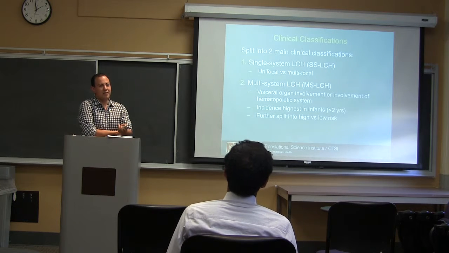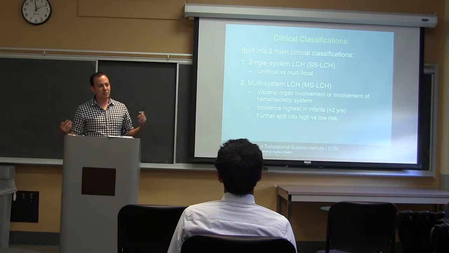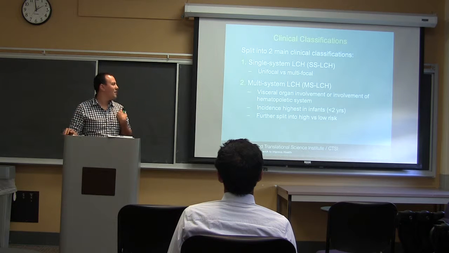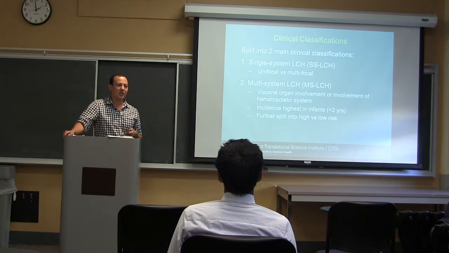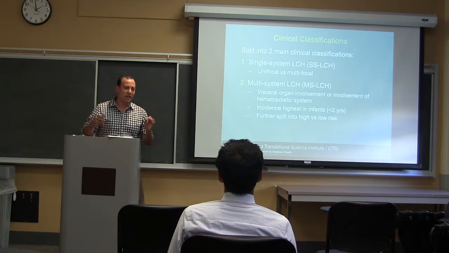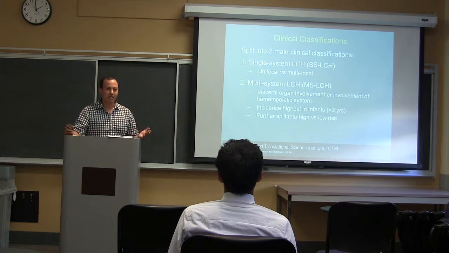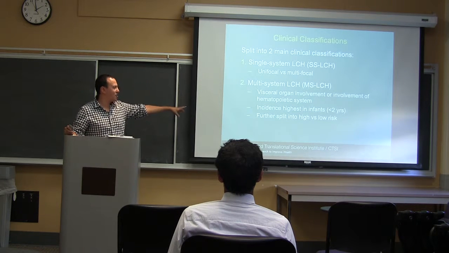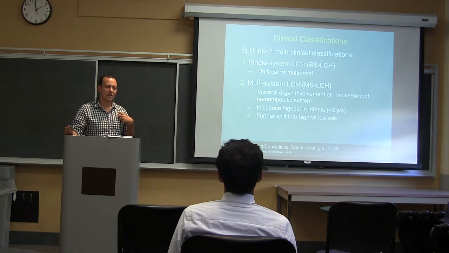So clinically, the clinicians split it up into 2 big groups: single system versus multi-system. The single system, what was previously termed eosinophilic granuloma, like just a little thing in the bone, we would call single system. And it could be unifocal, so just one little thing in the bone, or multifocal, like maybe 5 or 6 little bone lesions. This is in contrast to the multi-system, where you start seeing multiple systems involved.